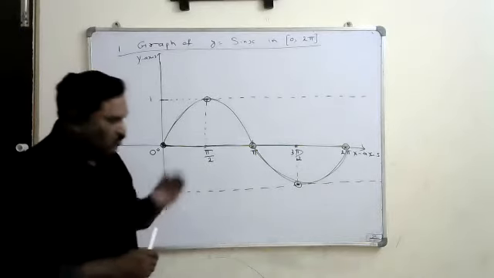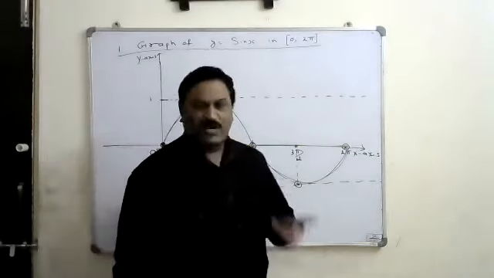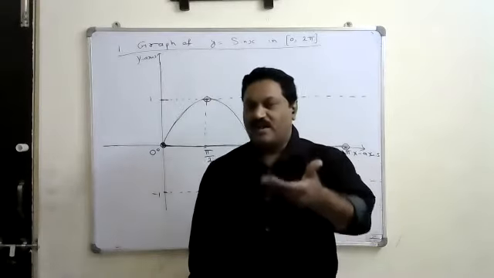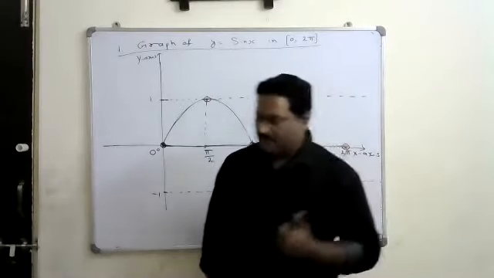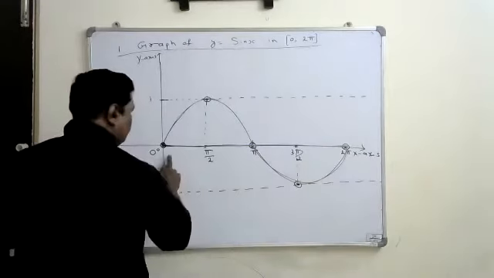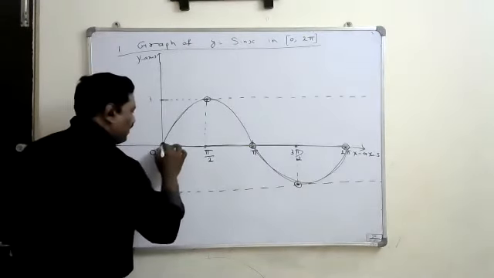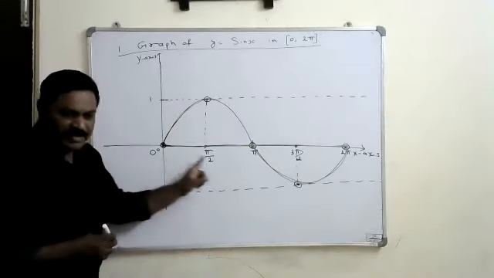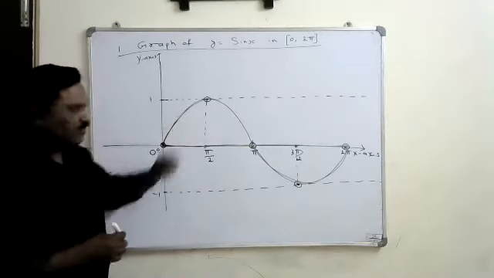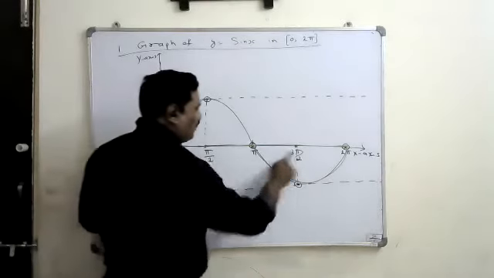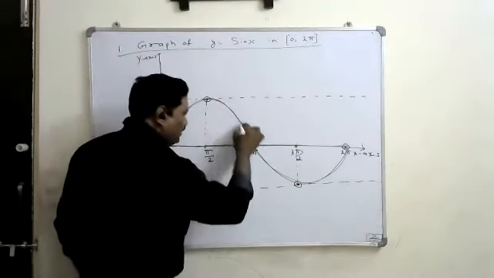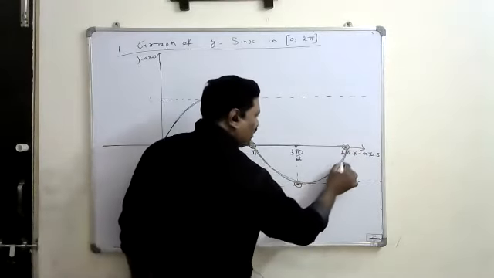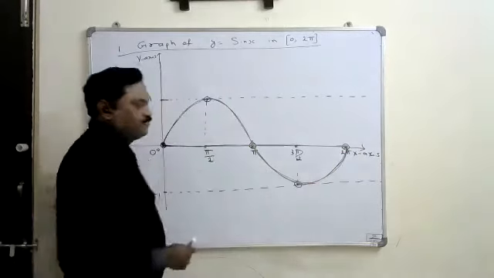Also, from this graph you can understand when the function is increasing and when the function is decreasing. Here we can observe that between 0 to 90, sin x is increasing. But between 90 to 270, sin x is decreasing. Again, from 270 to 2 pi, sin x is increasing.